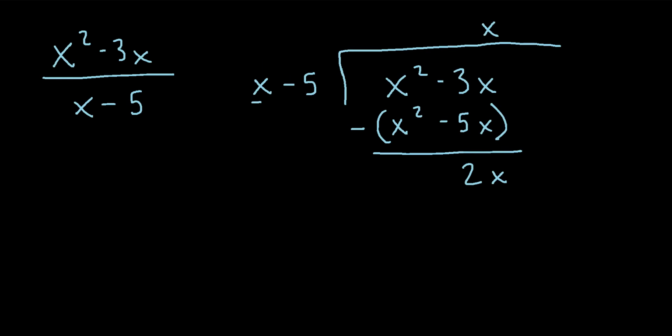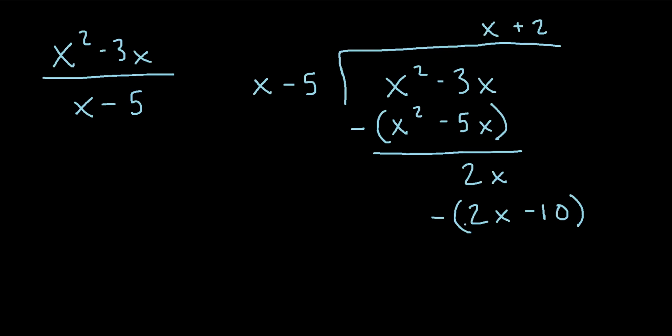So again, we ask ourselves, we're just focused on this first term, x times what gets us 2x? Well, that would be 2. So right up here, we say plus 2. And again, we're going to repeat the process where we say 2 times x, so that's 2x, so we'll write that right here. And then we have to do 2 times negative 5, that's negative 10, so we'll write negative 10. So again, we're going to subtract this expression.